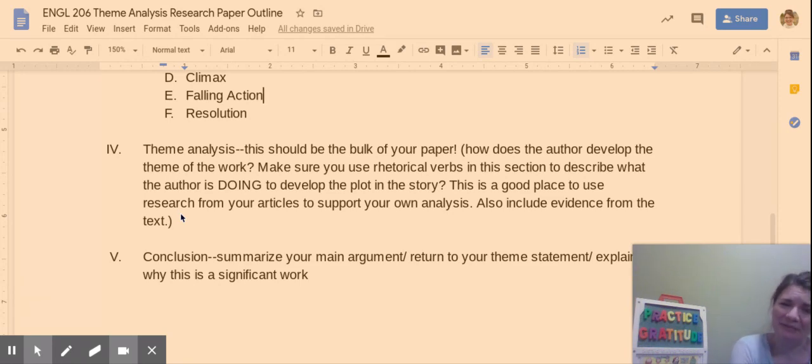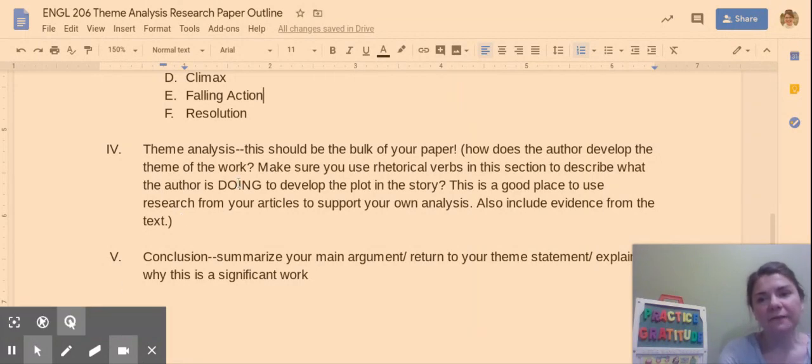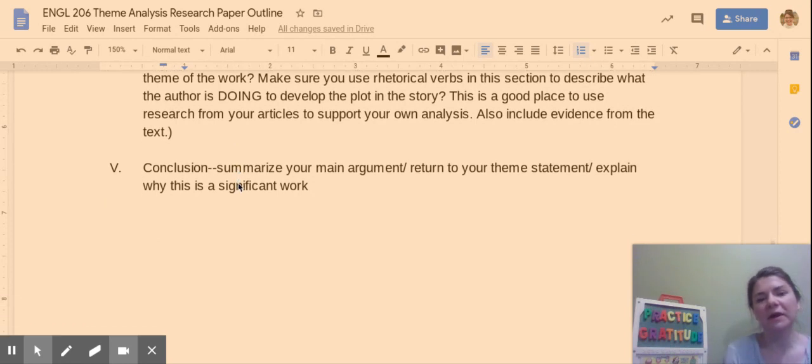Okay, and then you are working on your conclusion, and you should all know the drill here, but you are summarizing what the argument in your paper has been at this point. And I think at the very end, you can talk about why this work is a significant work. You can talk about why it's still read in high schools or why it should continue to be read, or you can evaluate the work and talk about whether you think the book was good or not, and pull in those reasons about its significance.